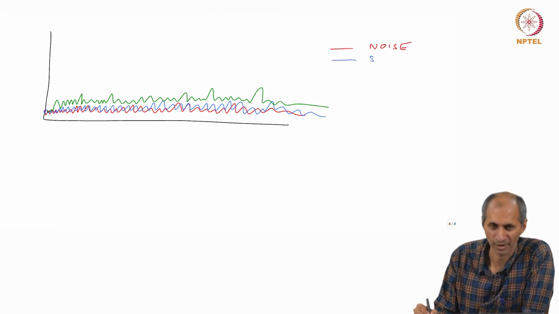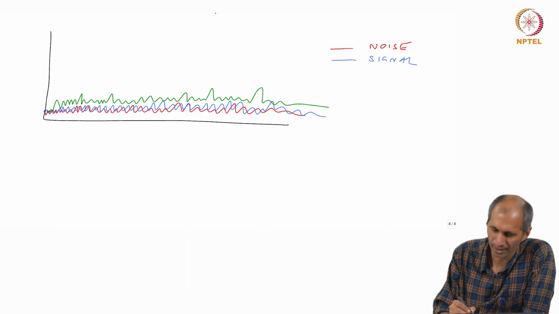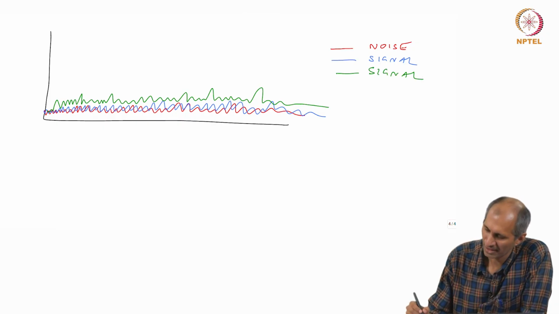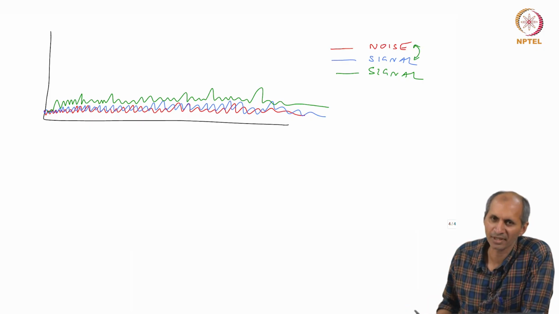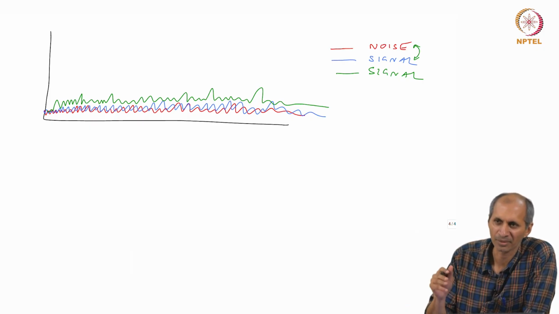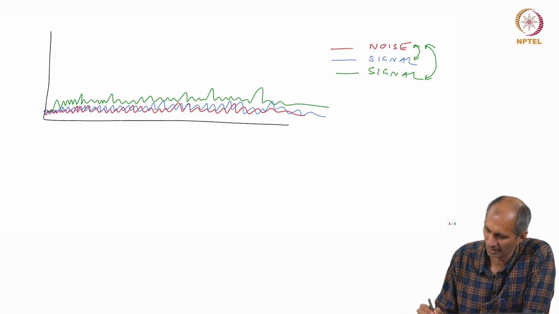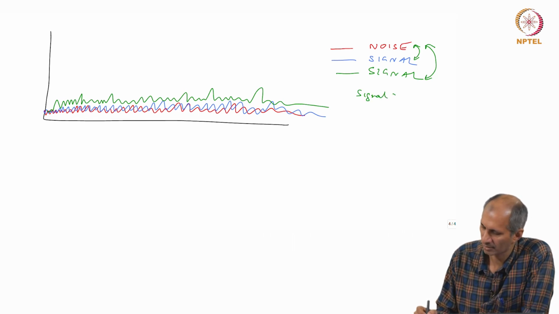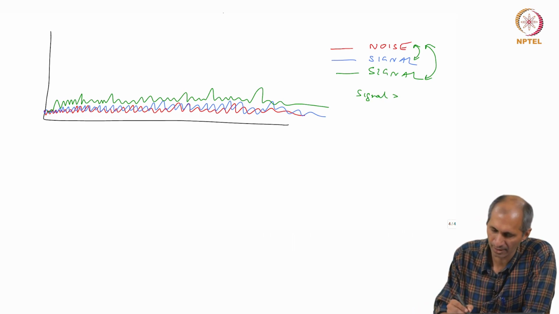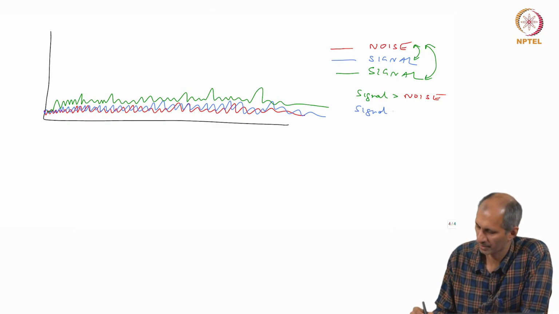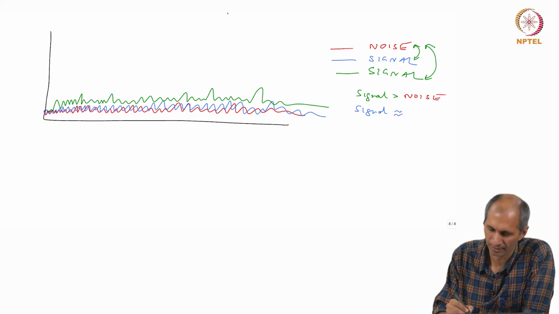The blue is a signal, the green is also a signal, but in the red and blue I cannot differentiate between the signal and the noise, it is very close to each other. In the green case I am able to differentiate between the signal and the noise. The signal in the green is significantly greater than the noise. The signal in the blue, I am not sure, is almost the same as the noise.